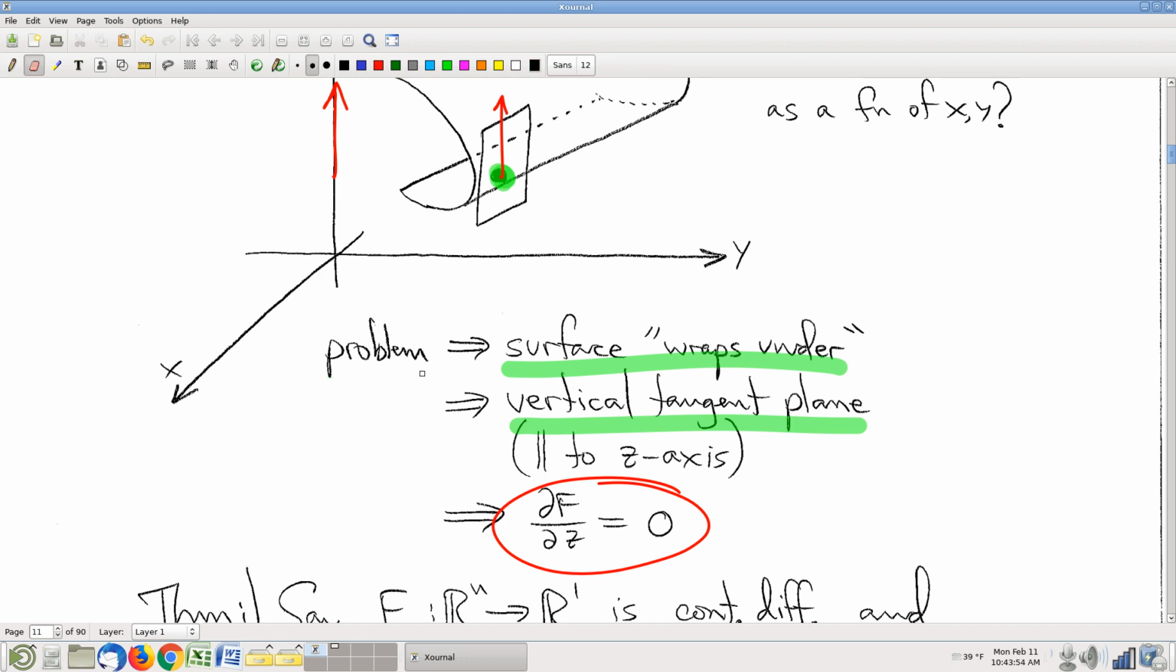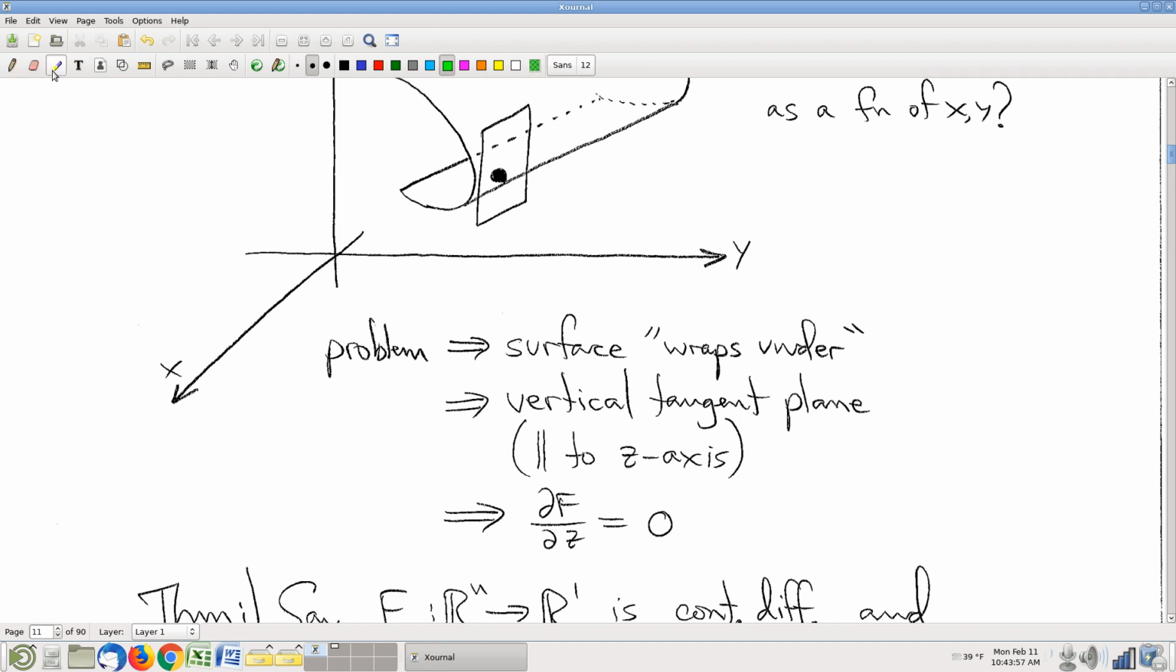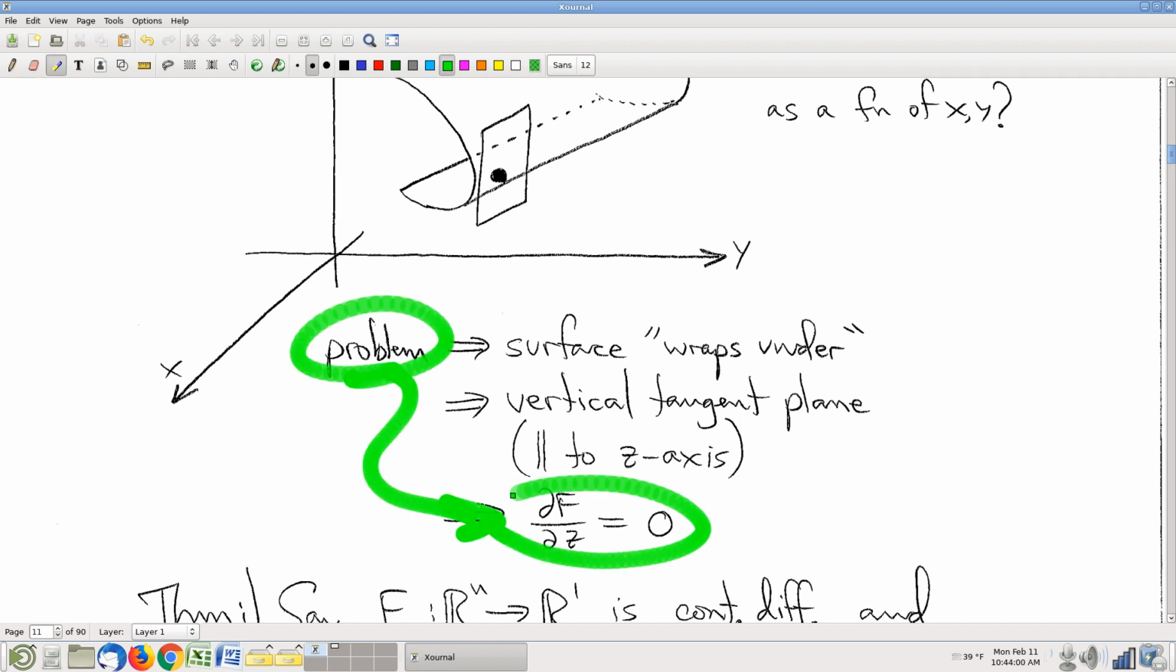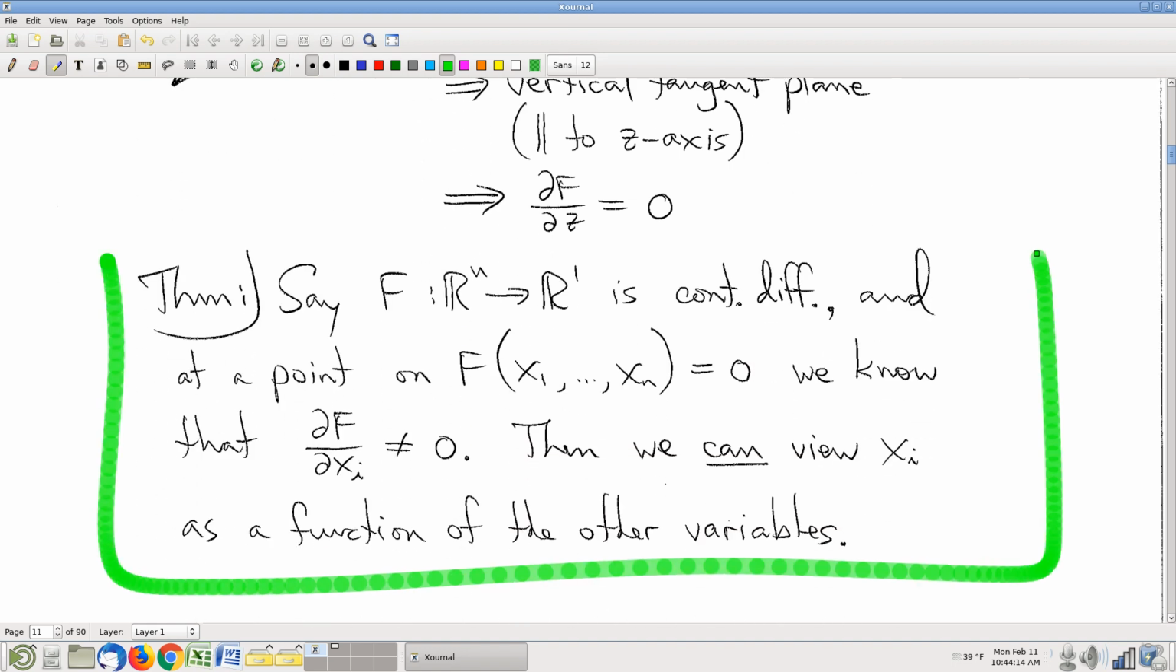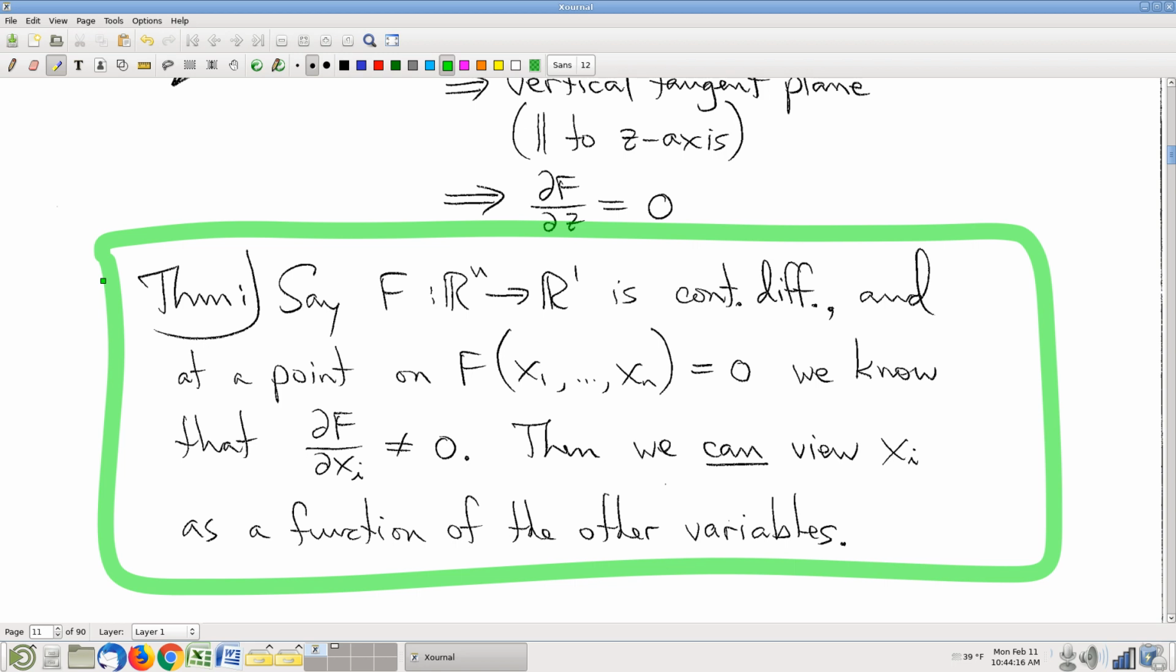Okay, again with the contrapositive, if problem implies the z partial is 0, then when the z partial is not 0, you have no problem. Yes, z is a function of x and y. Proceed. Take your derivatives however you'd like. Okay, so writing that down as a theorem right here. I do want to point one thing out. Whichever variable you want to view as a function, you have to take the partial with respect to that variable and confirm it's not 0 before you can declare victory. Okay, everybody on board?